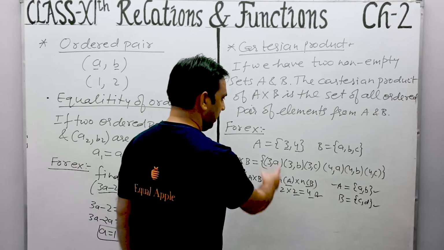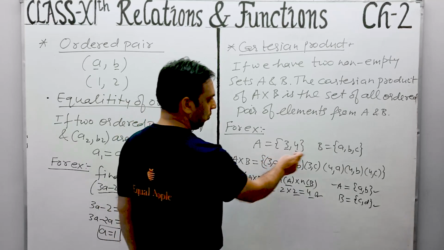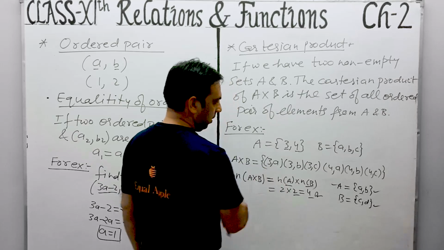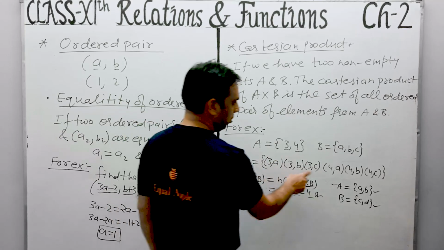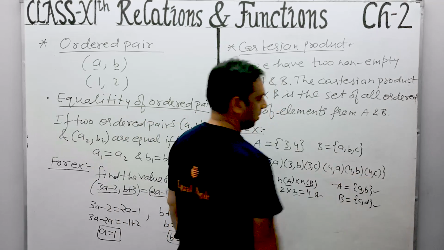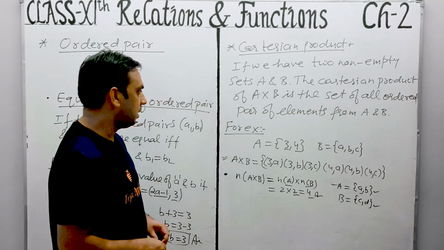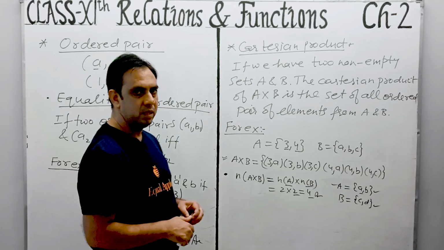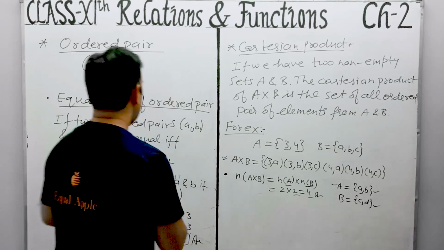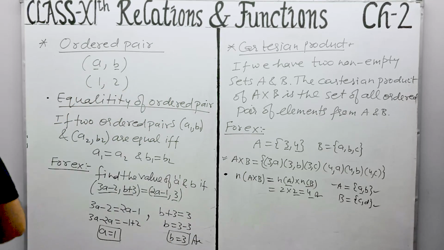So if we multiply 2 by 3, we can see the 6 ordered pairs: 1, 2, 3, 4, 5, 6, right? So this is how we can show the Cartesian product. Now we will come to the next topic.